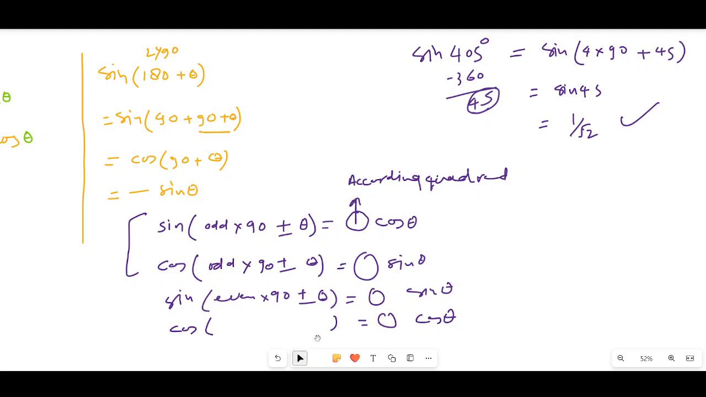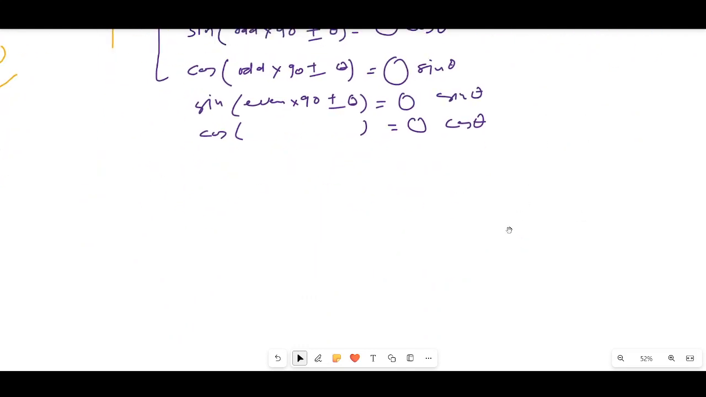Now we move on to our next point. The next point is some trigonometric identities. Clear? Trigonometric identities.